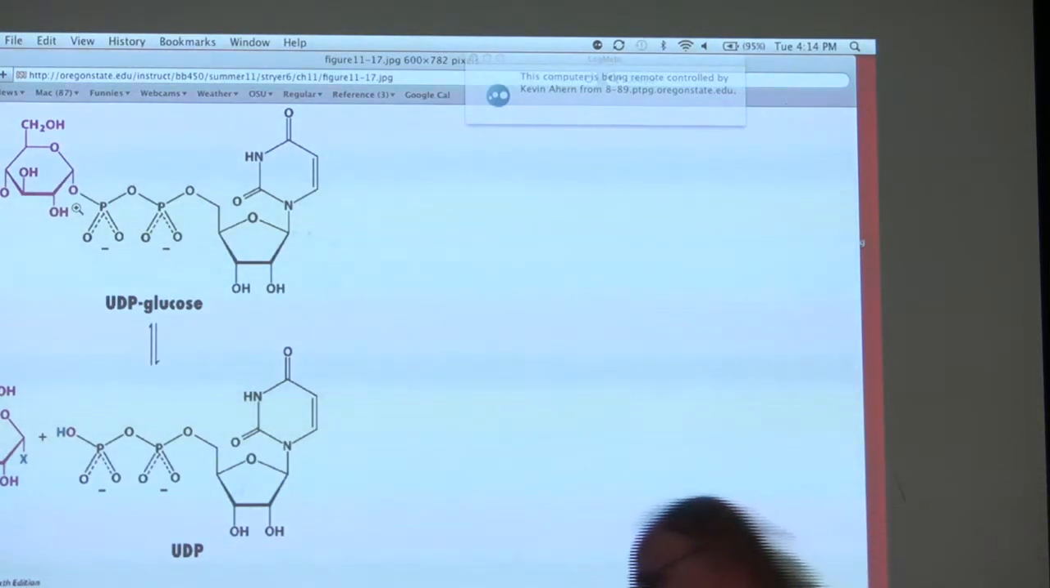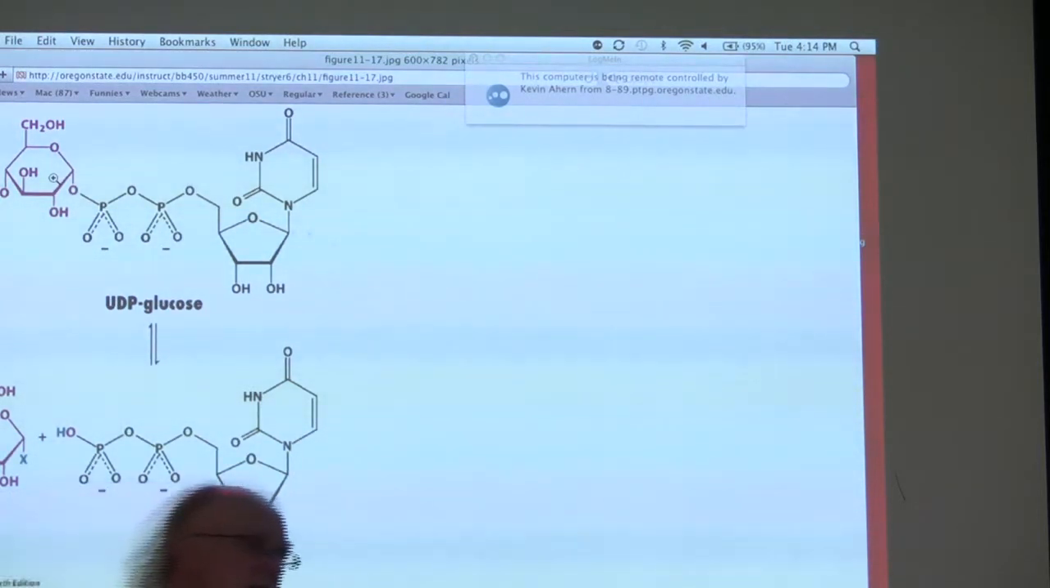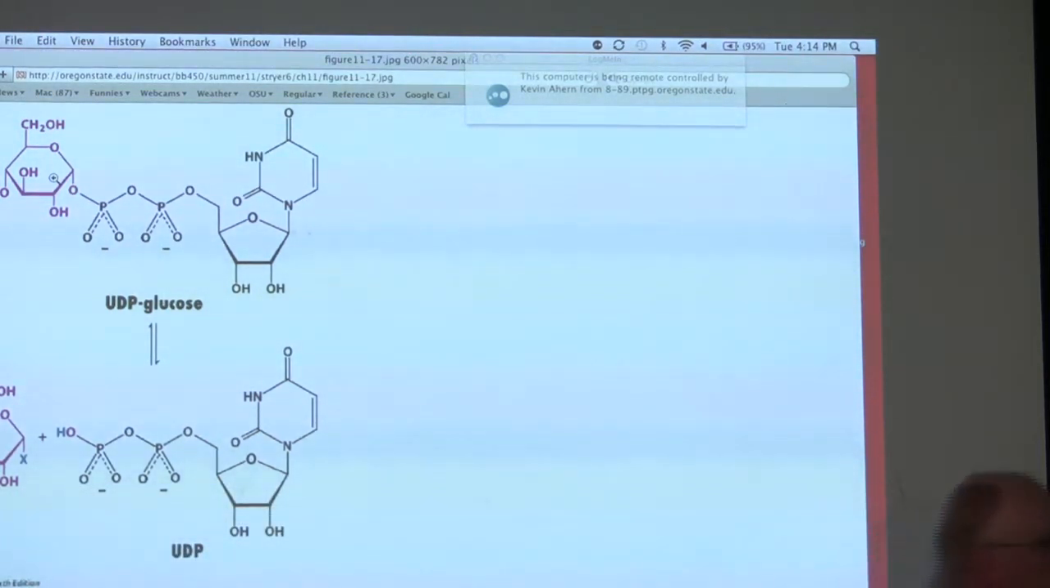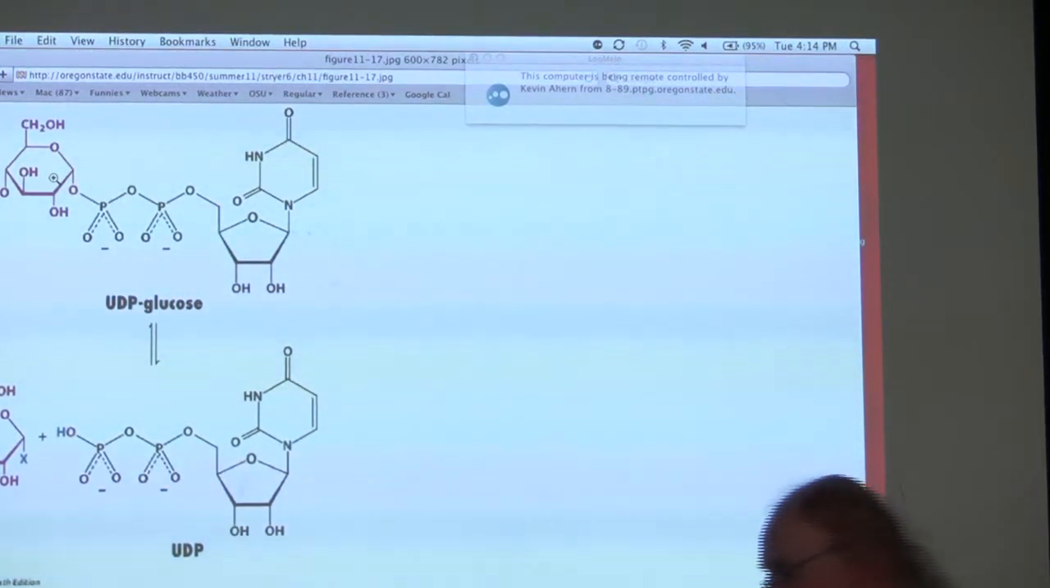Now that high energy bond turns out to be important because when we make glycogen, we need energy to add the glucose onto the growing glycogen chain. When I make those alpha 1,4 bonds, for example, I need energy to make those bonds. Well, this molecule actually supplies its own energy. It's an example of a class of molecules that we refer to as activated intermediates. I'm going to define that for you in a second, but an activated intermediate is what UDP glucose is.